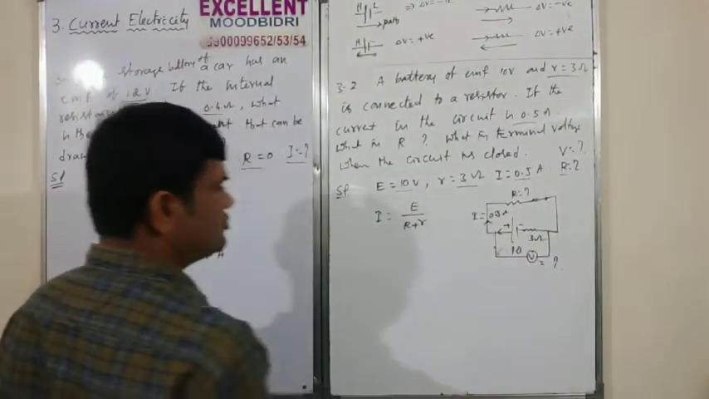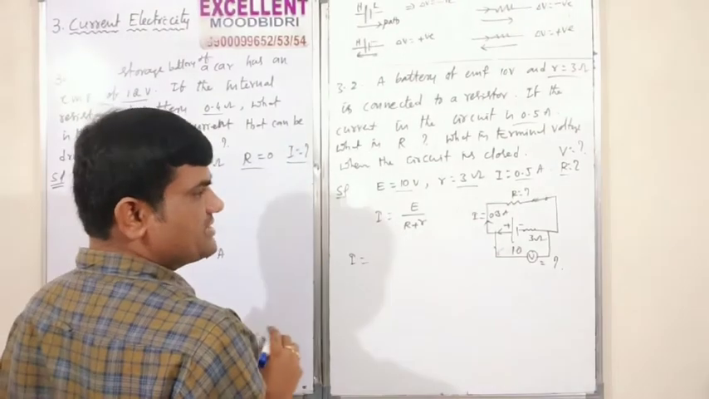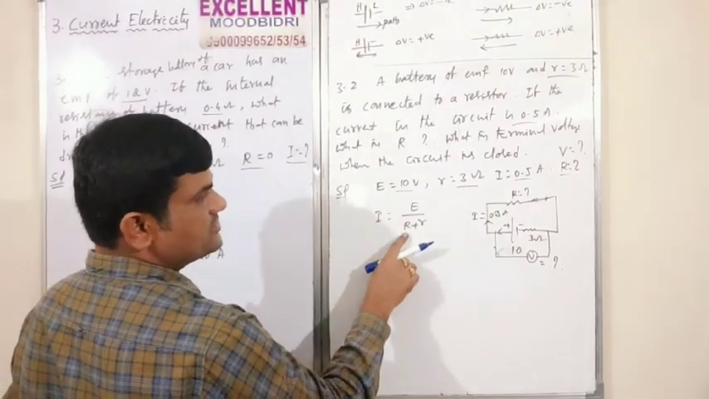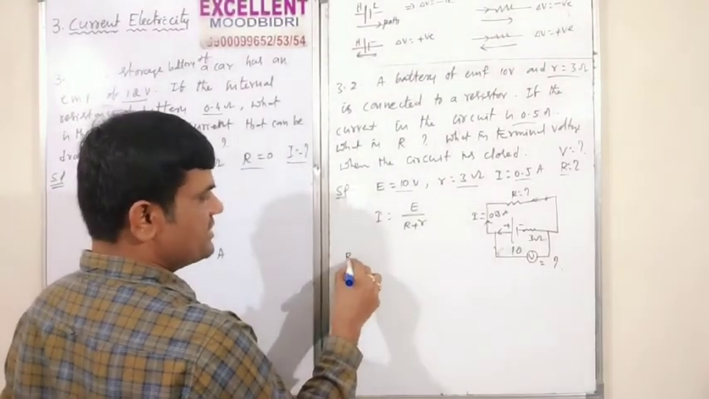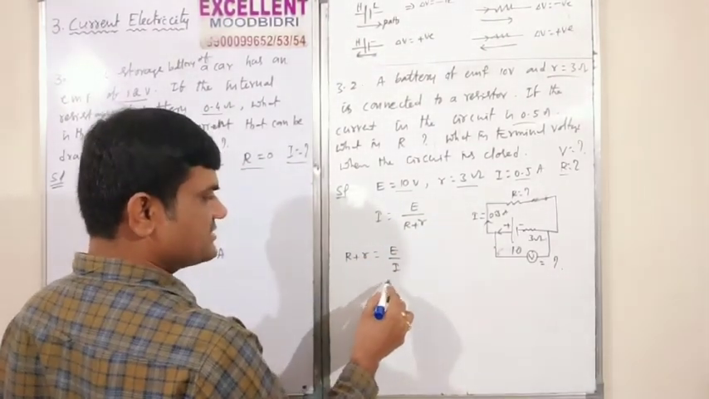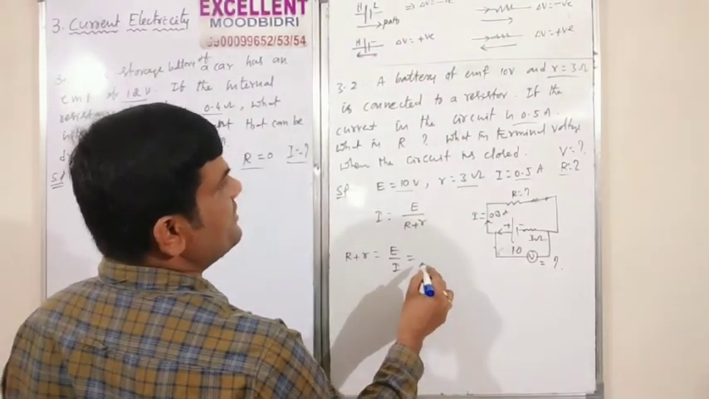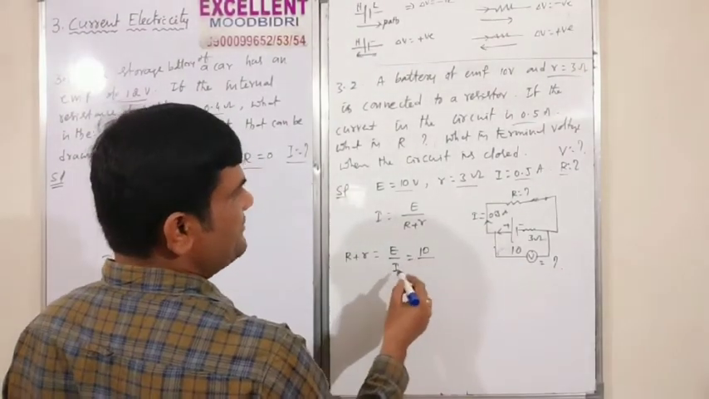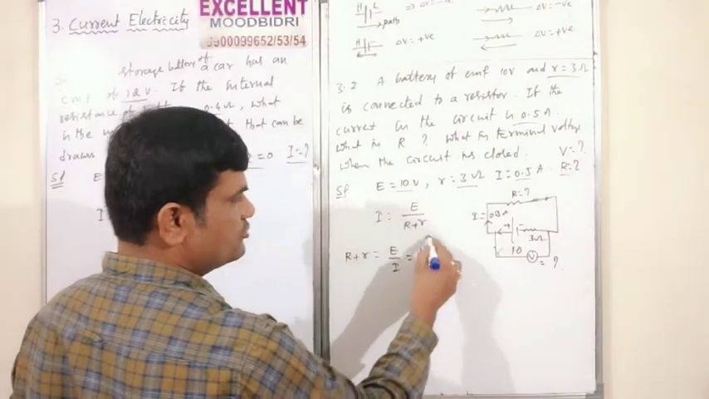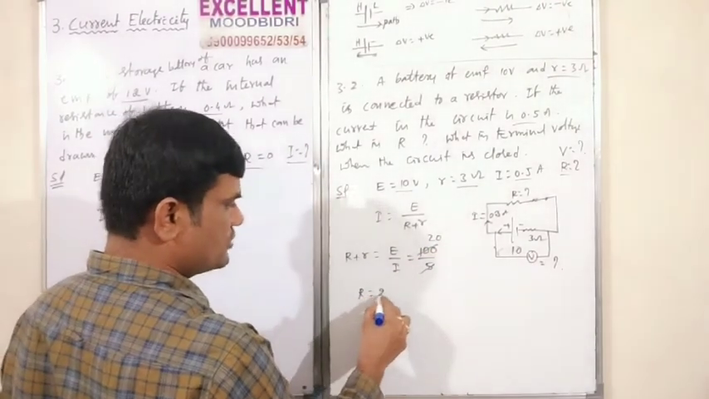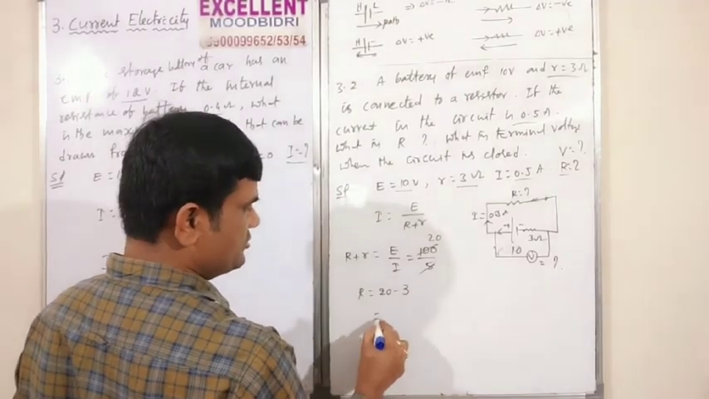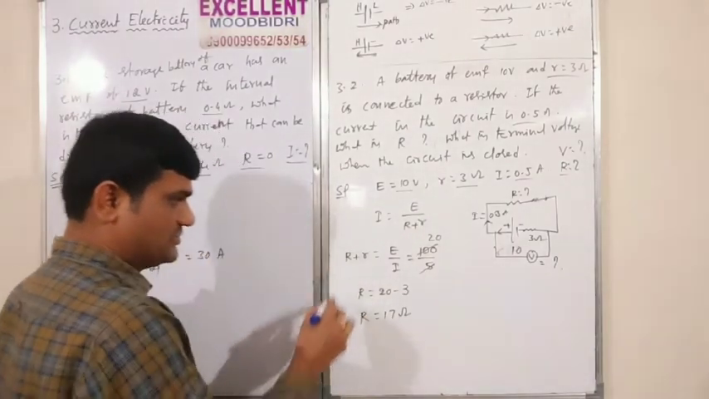R is equal to what? V is equal to what? So I is equal to E by R plus r, you know the formula. What I want is capital R, therefore this will transfer to that side. Therefore R plus r is equal to E by I. E value is 10 by I value 0.5, meaning 100 by 5, that is equal to 20. So R is equal to 20 minus small r, the small r value is 3, that is equal to 17 ohms. This is the R. First question finished.